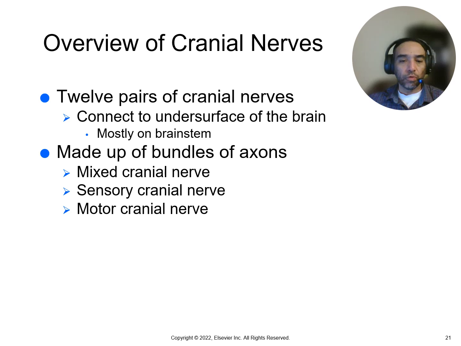Alrighty. So overview for this section, we're going to talk about cranial nerves. We have 12 pairs of cranial nerves. They connect to the undersurface of the brain, mostly in the brainstem. There are 2 cranial nerves that are not technically cranial nerves, and they don't originate in the cranium. I'll point those out later. Anyway, they're made up of bundles of axons. It says mixed cranial nerves, sensory cranial nerves, and motor cranial nerves. This is something else that I would expect you to be able to label and identify their function. And we'll just go through these.